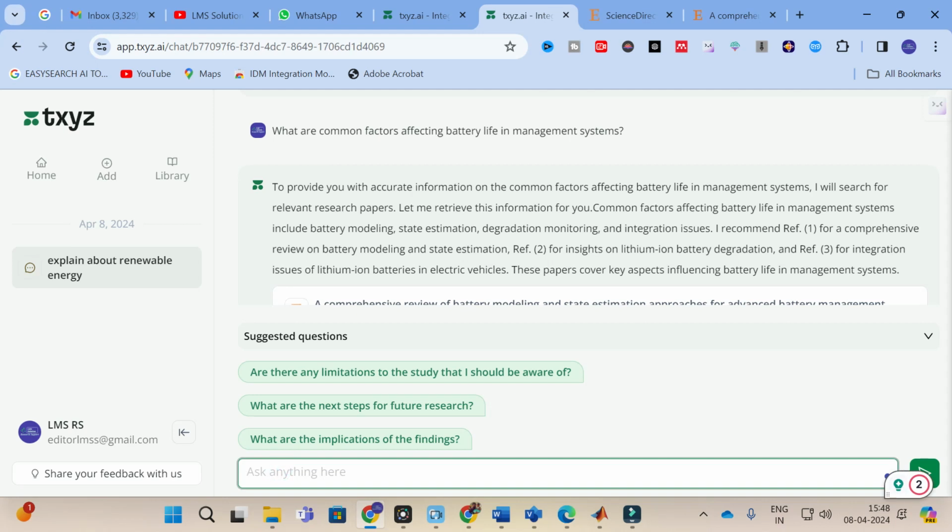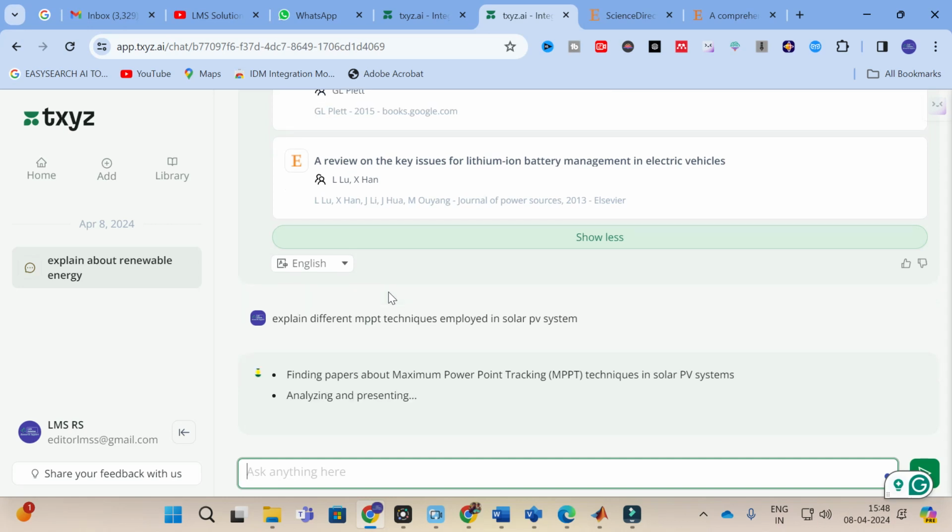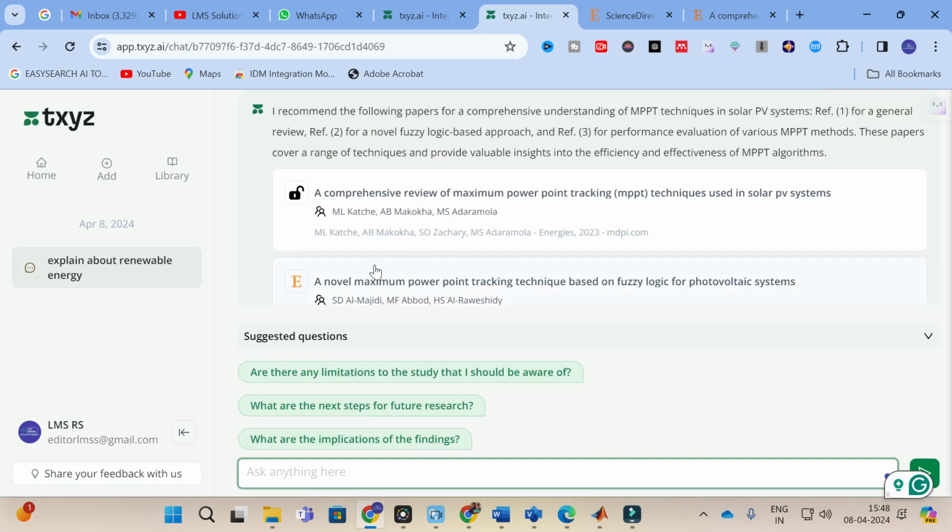So here I am going to ask: explain different MPPT techniques employed in solar PV system. Like that I am going to give an input prompt. So let us see how txyz generates content for us. The important thing is that it will find papers related with the question we have asked for. That is very important. It does not have a database, it only has research papers. After that it will present the results.